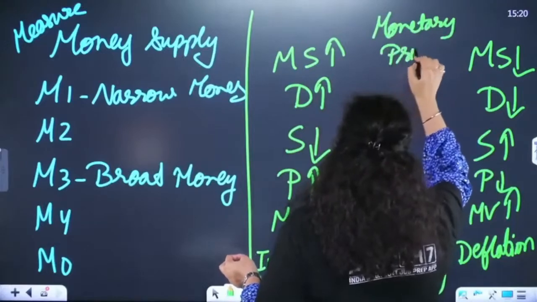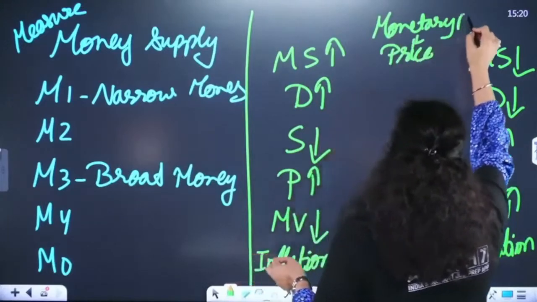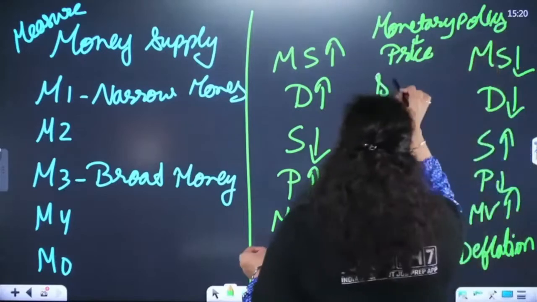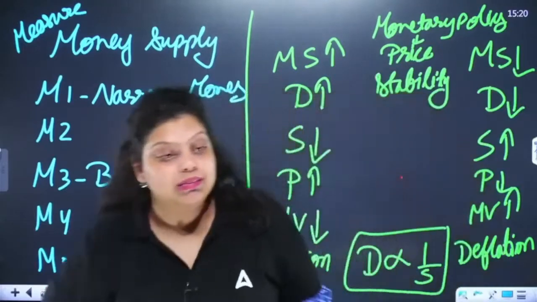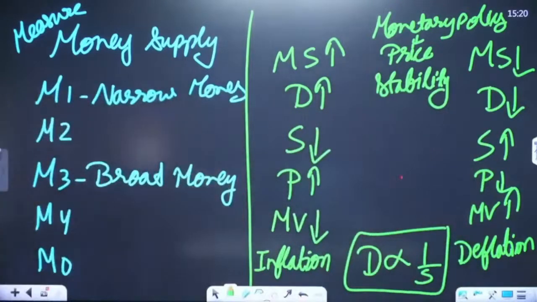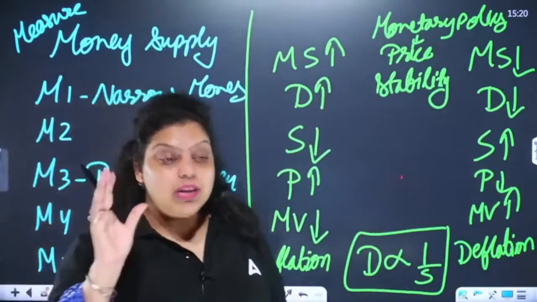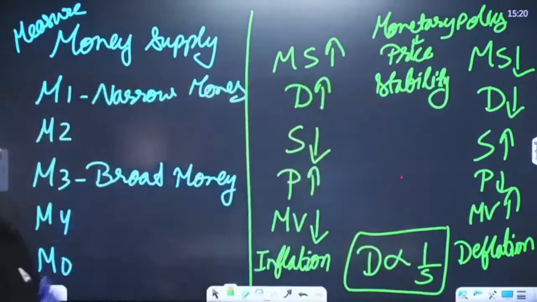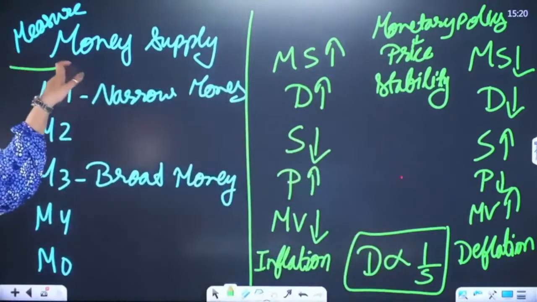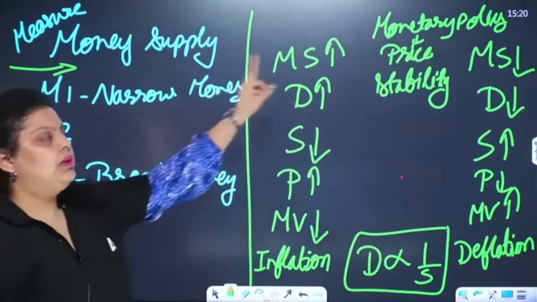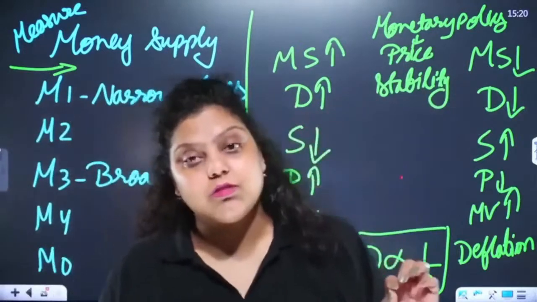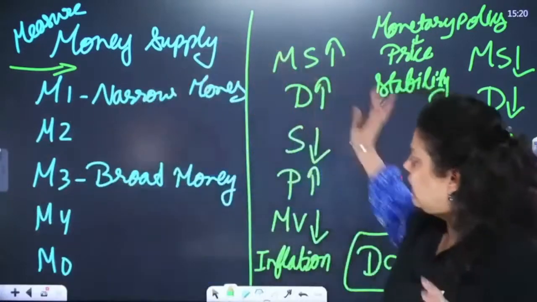The objective of monetary policy is to have price stability. Maintaining price stability is one of the objectives of monetary policy in our country. But to maintain price stability, RBI has to know how much money is there in the economy, and it knows this with the help of these measures of money. With M1, M2, M3, M4, M0, RBI will know what amount of money is available in the economy. Accordingly, RBI will make the monetary policy to maintain price stability. So they are all related to each other.